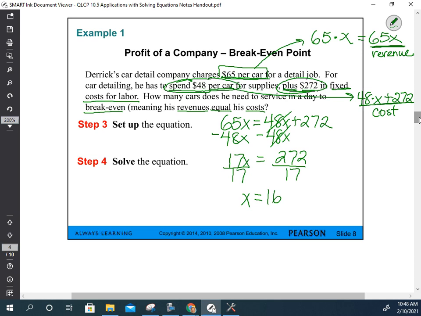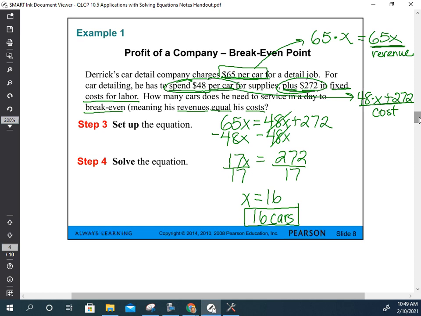X equals 16, so he's going to work on 16 cars. You're going to work on 16 cars that day if you want to break even. 16 cars a day in order to break even. So hopefully you got a good crew, and hopefully you're not having to do it all by yourself.